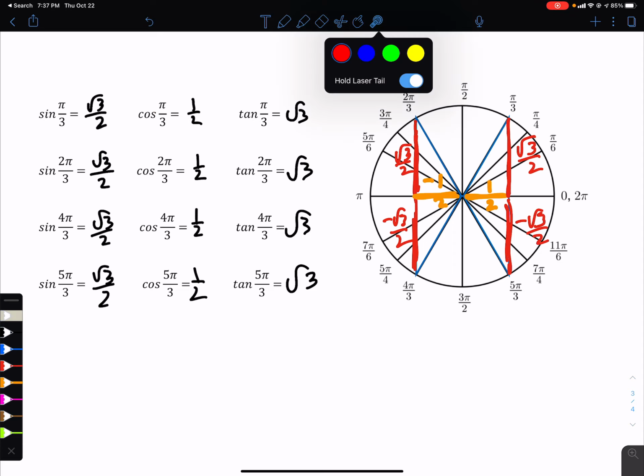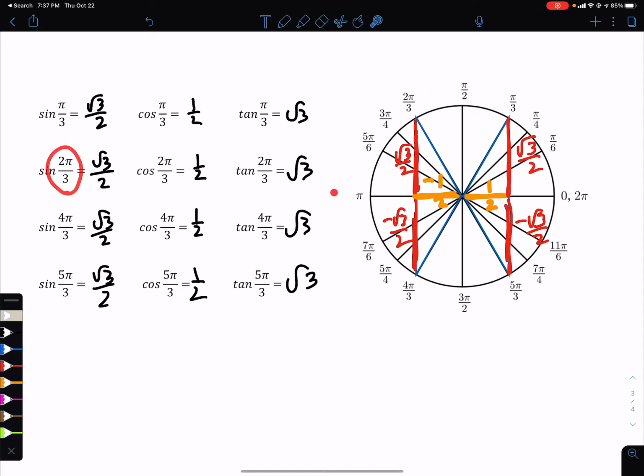Now I go through this logic. Oh, 2 pi over 3. Well, I know 3 pi over 3 is here, so 2, I must go back 1. That puts me in the second quadrant. X is negative, y is positive. That means cosine's negative, sine is positive, and tangent is a combination of those. So one positive and one negative make a negative.